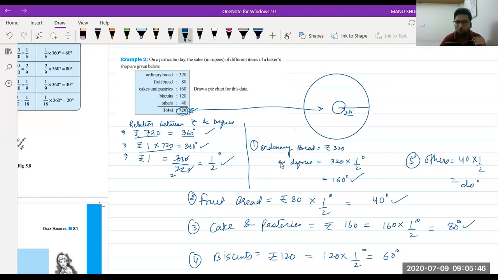It is easy for us to now use a protractor and keep it on this line OA. Keep the protractor on OA. First is 160 degree. It will be like this. When you measure with your protractor, you will find this angle is 160 degree and it is showing ordinary bread. Similarly, you will take the protractor, keep on OB and find angle 40 degree. Suppose this much, 40 degree. This will show fruit bread.